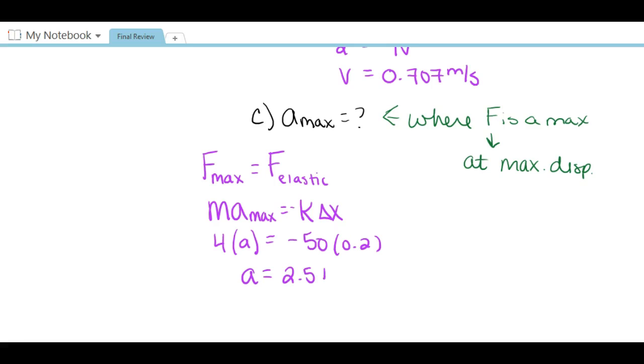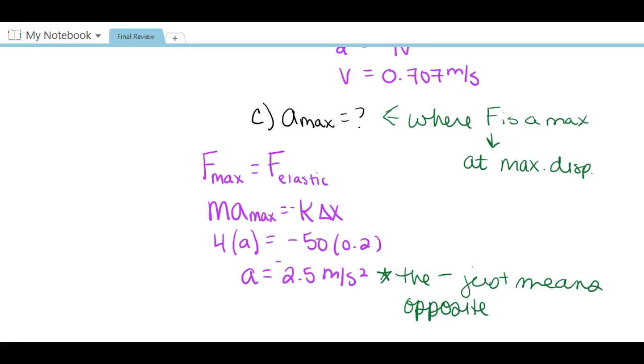So ultimately we get an acceleration of 2.5 meters per second squared. That again is negative because it's opposite the direction of motion. So the negative sign just means that it's going to return it back to equilibrium and it's going to be from the opposite direction of where it's moving.